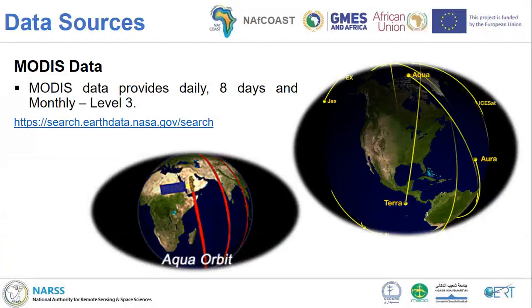Okay, this is the MODIS data. So we said that there are different sources of remote sensing data. We have explored Sentinel-3 data for chlorophyll and SST. MODIS data also provides chlorophyll and SST, and I can use it for mapping the potential fishing zone. MODIS provides daily, 8 days and monthly data. It's already made. It's level 3 because it's monthly and 8 days data. It's 4-kilometer resolution. And this is the website for the MODIS data.